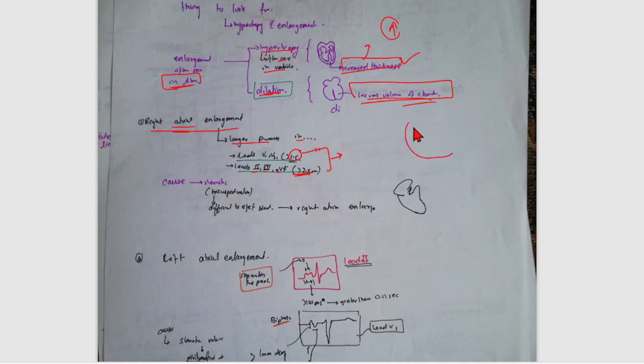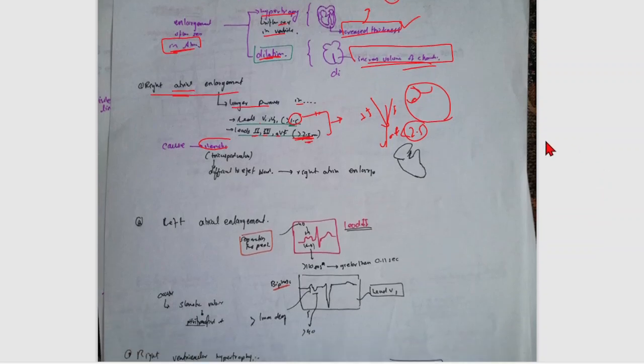For example, toward this side is the right atrium, and I have already told you that leads V1 and V2 are on the right side, and also leads 2, 3 and aVF. These are toward this side, so there will be an electrical signal with a voltage of more than 2.5 millimeters. Now another thing is the cause, stenosis. For example, if there is tricuspid stenosis, it is difficult to eject blood, so right atrial enlargement will happen.